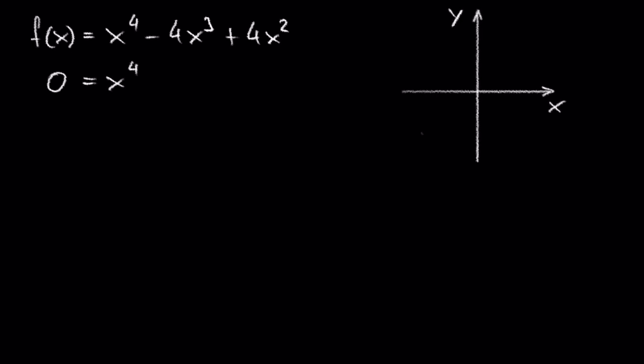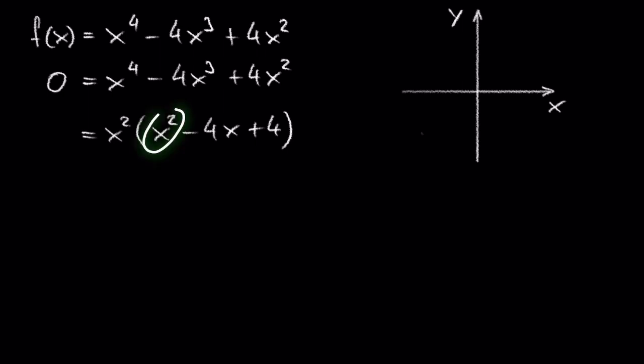How can we find the zeros of the function f of x equals x to the fourth minus 4x cubed plus 4x squared? Recall that we set f of x equal to 0 and then we solve for x to find the zeros. So we can write 0 equals x to the fourth minus 4x cubed plus 4x squared. And after factoring out x squared, we get x squared times (x squared minus 4x plus 4).